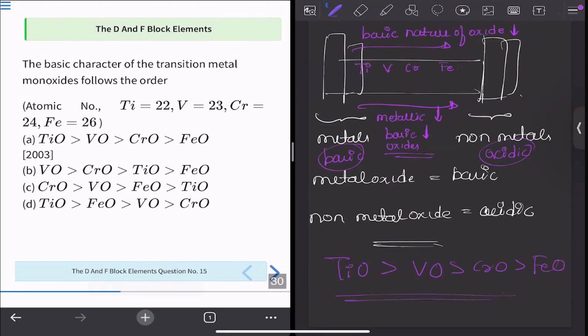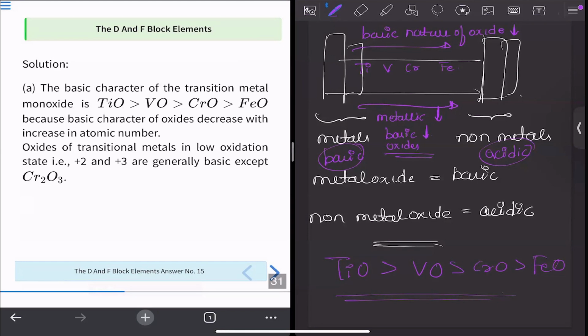And the metallic oxides are basic, and the non-metal oxides are acidic. So as we move from metallic side to non-metallic side, the basic nature of the oxides decreases, and the acidic nature of the oxide increases. Okay, so this is the answer.